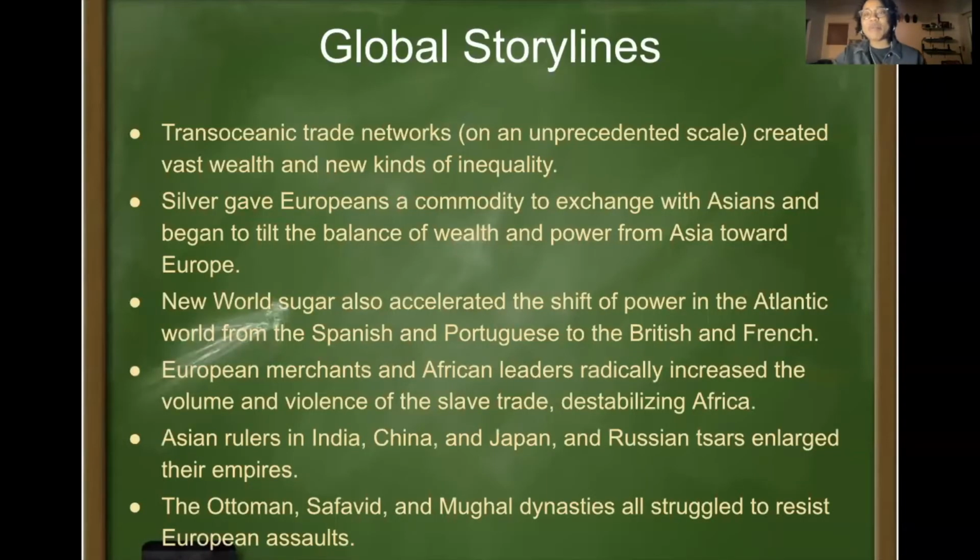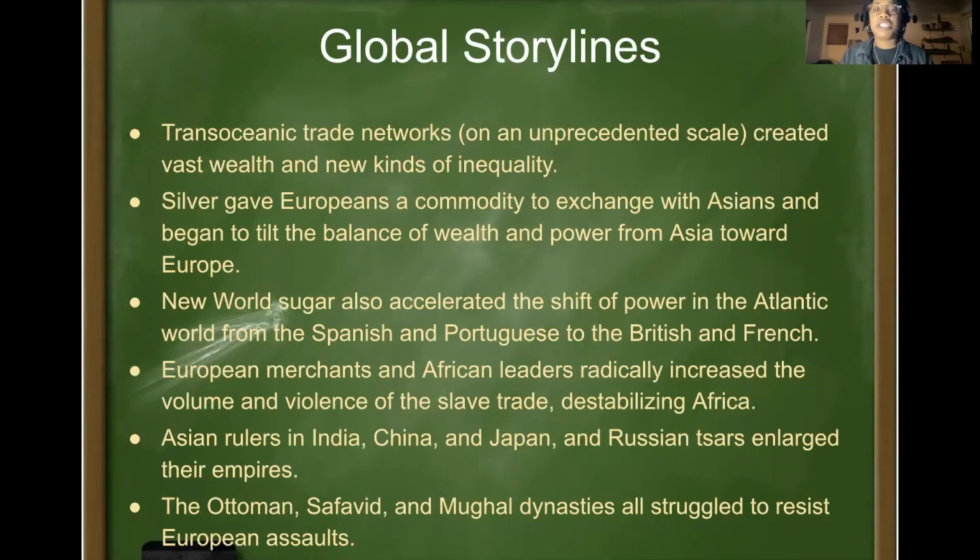So our storylines, our objectives right now: transatlantic, transoceanic trade networks on an unprecedented scale created vast wealth and a new kind of inequalities. And we'll see what that's going to look like as this chapter unfolds. So silver, something that has been elusive to Europeans, is finally going to be in their hands. Silver gave Europeans a commodity to exchange with Asians and began to tilt the balance of wealth and power from Asia toward Europe. New World sugar also accelerated the shift of power in the Atlantic world from the Spanish and the Portuguese to the British and the French.